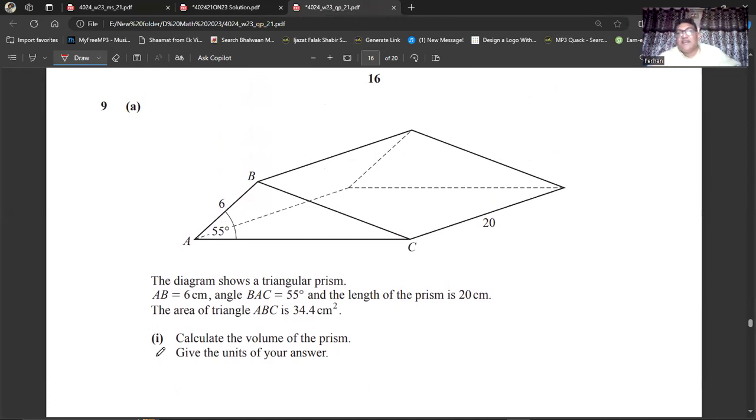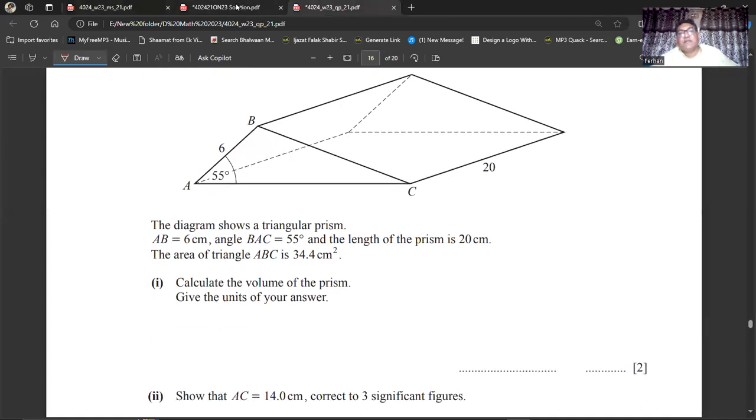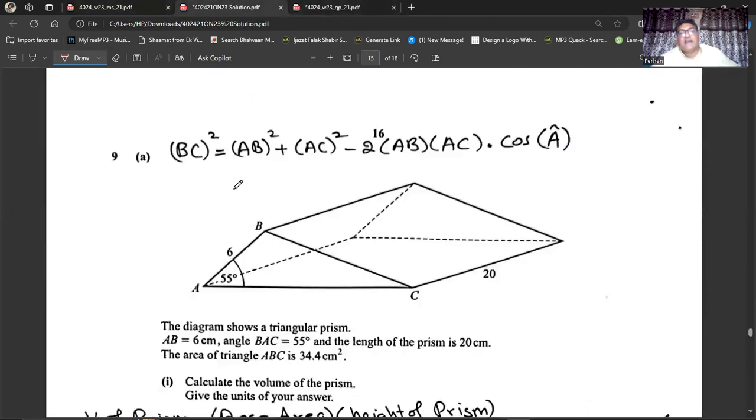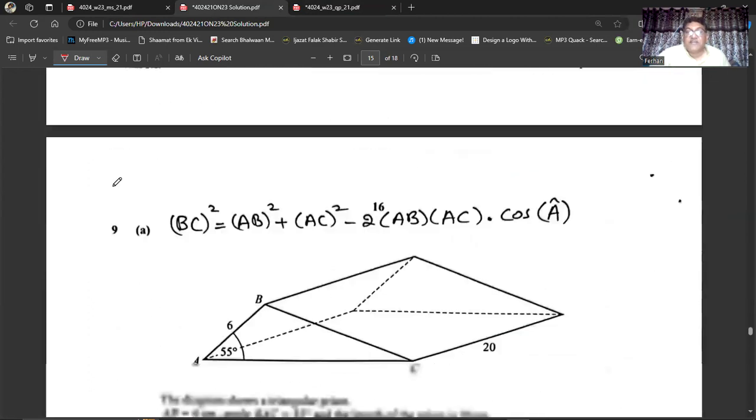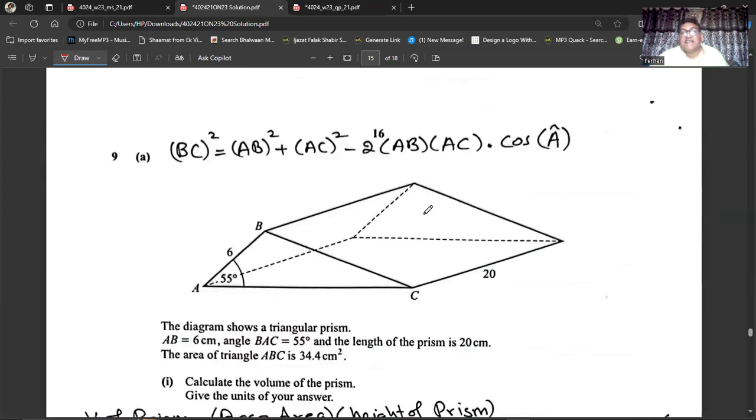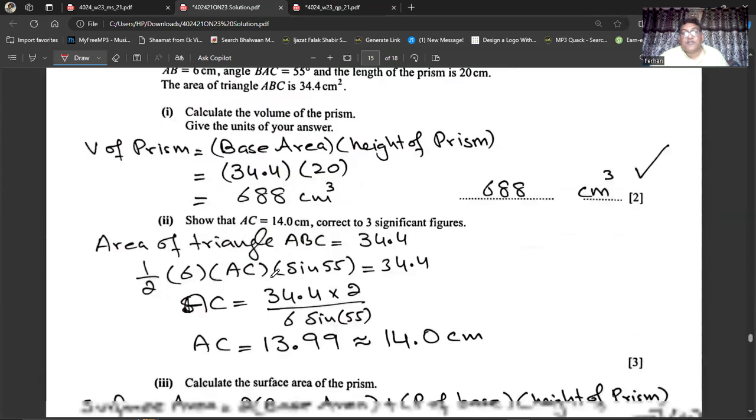It's a prism, and the volume of the prism formula is very simple. The base area multiply the height of the prism. So the volume of the prism is base area of the prism multiply height of the prism. So it is 34.4 multiplied 20. The height of the prism is the distance between one base and the other base. That is 20. That's the height of the prism.